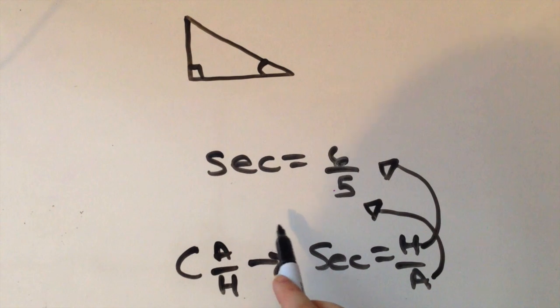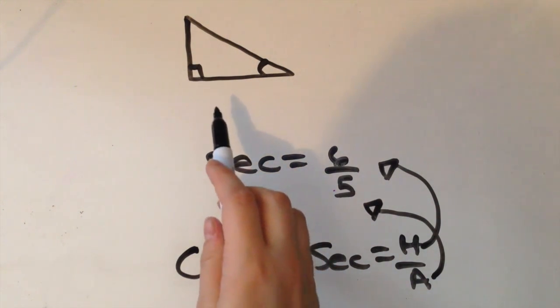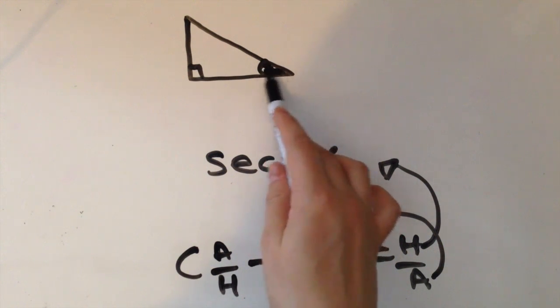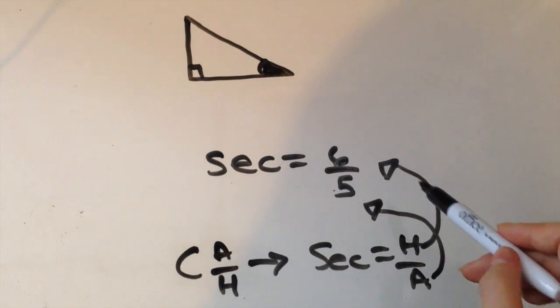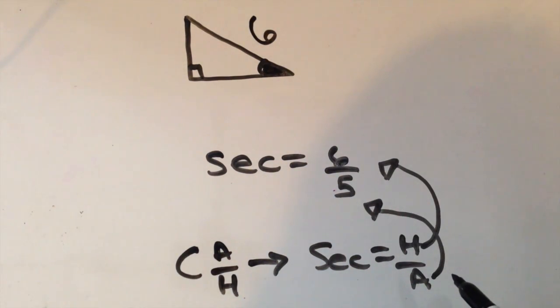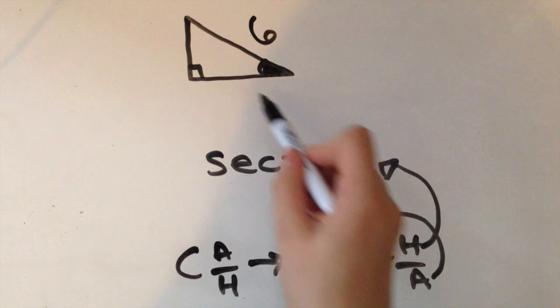So, if we take the information that we know and go and plug that into our triangle, assuming that this here is theta, we know that the hypotenuse of our triangle is 6, and we know that the adjacent side is 5.